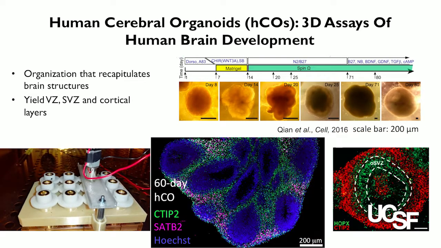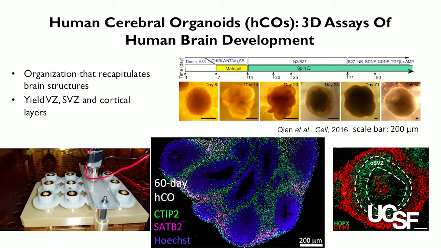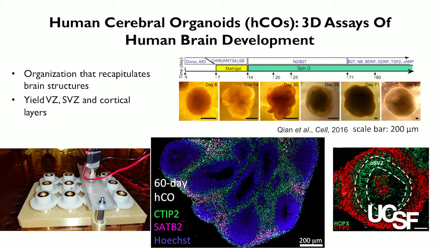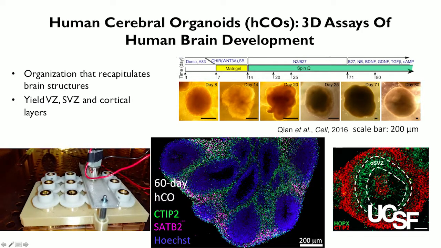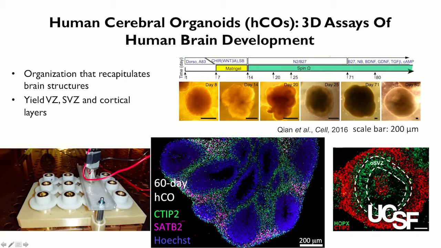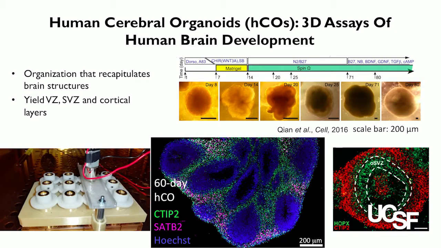markers. As I mentioned before, this system could also be very useful for generating the outer SVZ area, which contains the outer radial glial cells, important for the uniqueness of human cortical development.